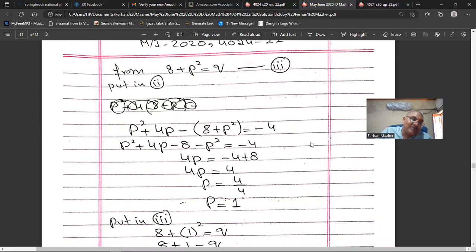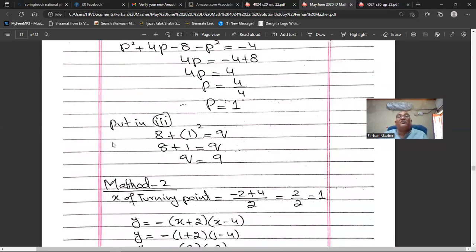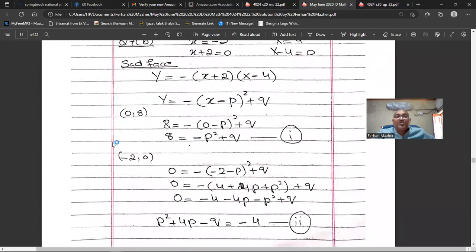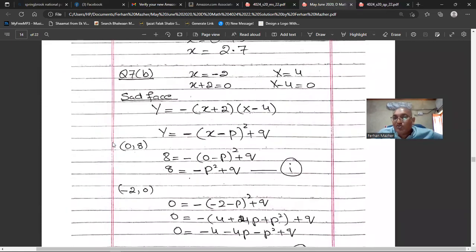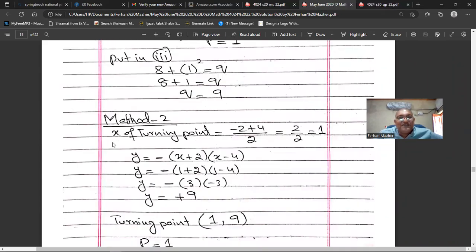So now I know the value of p. I will put it in my third equation. So 8 + 1² equals q. So 8 + 1 equals q, and q will be equal to 9. So that is how this is done. That's one method. I will show you another method, which will be relatively easy, hopefully.